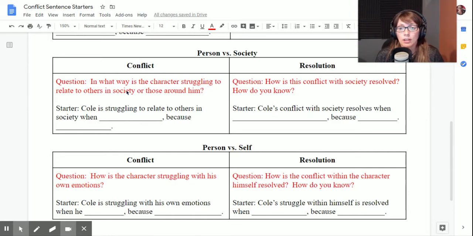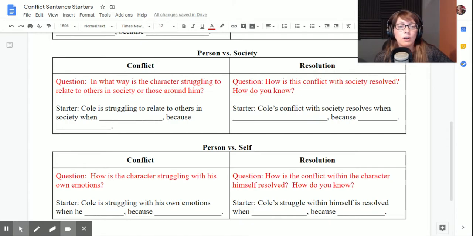So that's what you want to look for there. And you're going to answer it much the same as those other questions. So I have a sentence starter for you to use there to help you along. Then resolution, it's a similar question again. How is this conflict resolved?